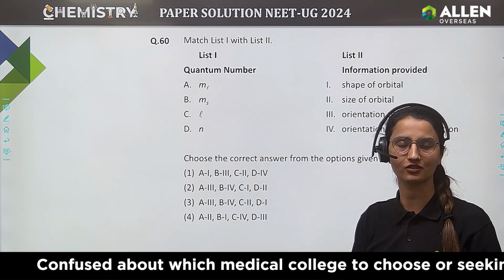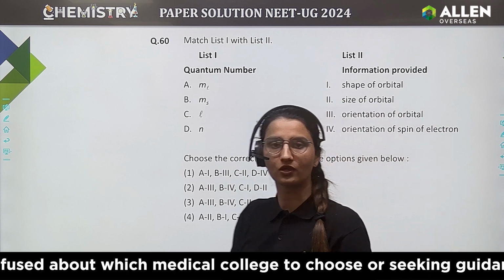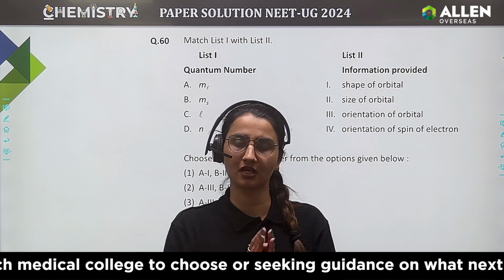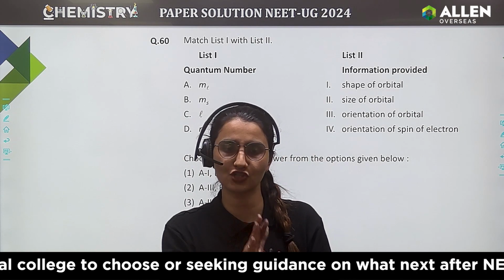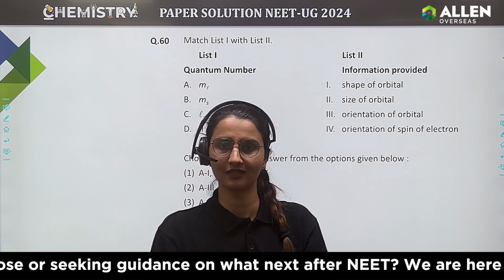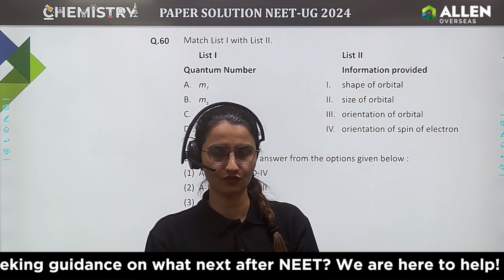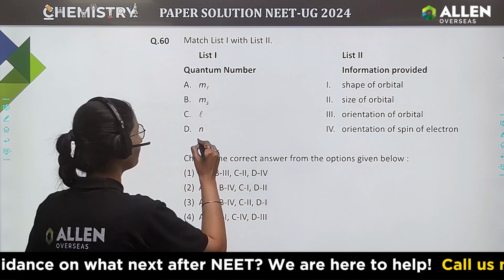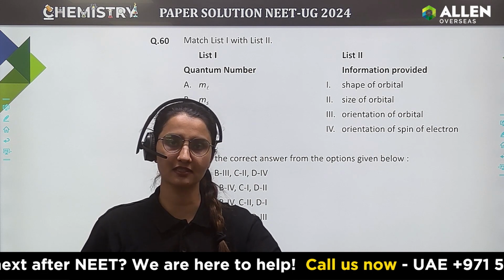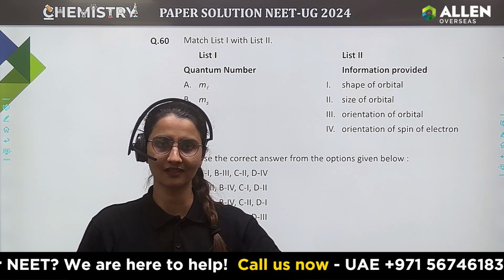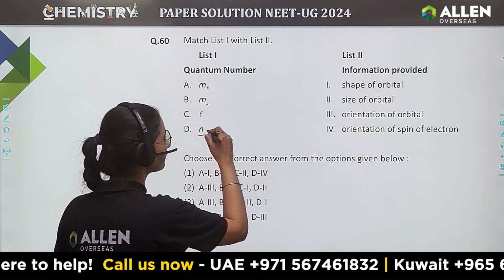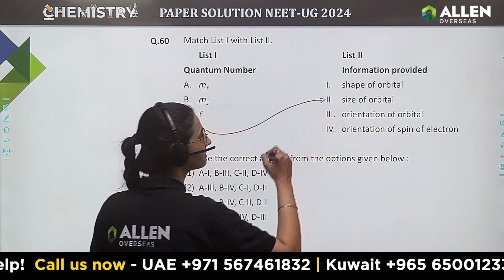Again, a very basic question. Students, we know what quantum numbers are. They give complete information about an electron: which shell, which subshell, which orbital, how it is oriented. It gives you all information. Starting with the principal quantum number n, it gives you energy, size, and radius. So let's check the options: shape, size, orientation. Of course, n can tell you about the size of the orbital.